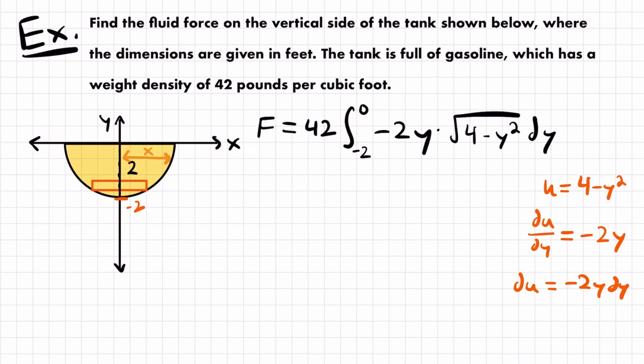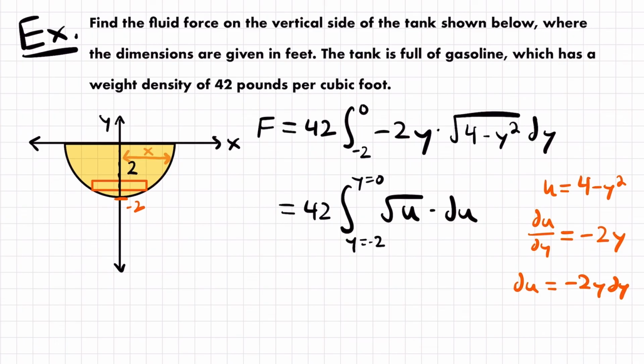And so we can rewrite this integral in terms of u. And so we'll have that the fluid force is equal to 42 times the integral from y equals negative 2 to y equals 0. Remember that these bounds are values of y, and we're going to rewrite the rest of it in terms of u. So just try to keep that straight. Remember that we're not changing our bounds of integration. And then we'll have the square root of u times du. Right? I replaced 4 minus y squared with u because that's what we set it equal to. And I replaced negative 2y dy with du because that is what we found that was equal to.